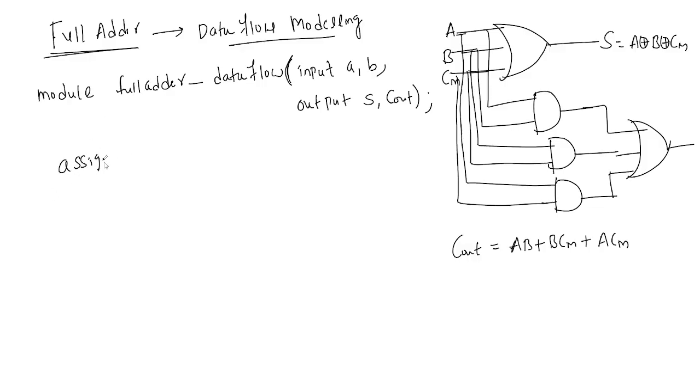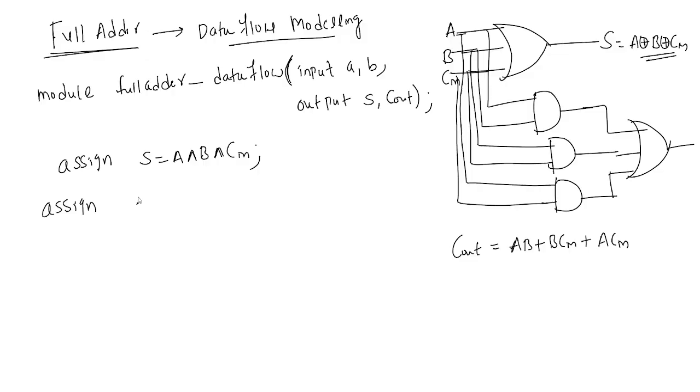When you are using data flow modeling, I need to use the continuous assignment statement, assign. So S equal to what? S equal to A XOR B XOR C in. Last class I told you, this is the bitwise XOR operation. I need to use the bitwise XOR operation.